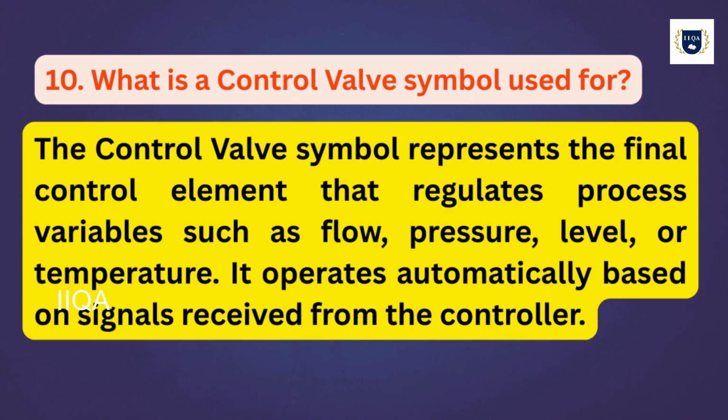What is a control valve symbol used for? The control valve symbol represents the final control element that regulates process variables such as flow, pressure, level, or temperature. It operates automatically based on signals received from the controller.